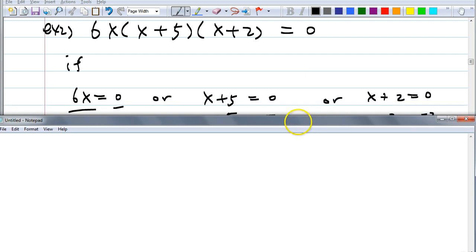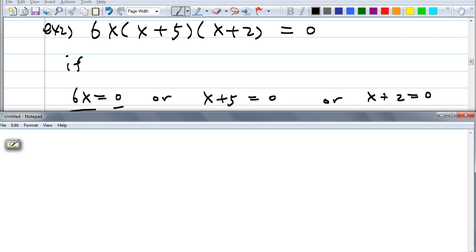Exactly. Or if x plus 2 is equal to 0. And do we know how to solve these simple linear equations? These are linear equations we know how to solve, right? So how do you solve 6x equals 0? When is this true?